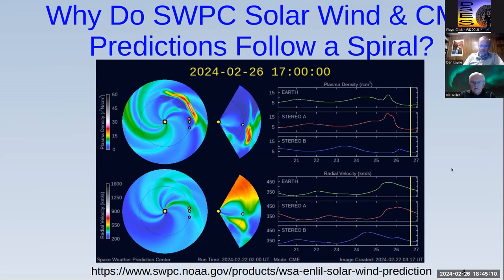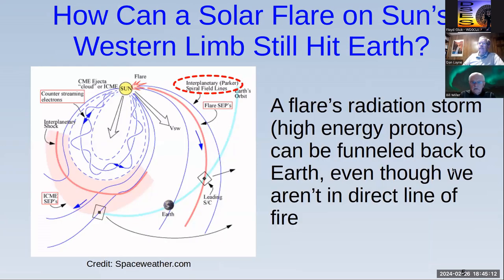And a related question is, how can a solar flare on the sun's western limb still hit the Earth? Basically the idea is a flare is a radiation storm, and the storm consists of these high energy protons. How can it be funneled back to the Earth even though we aren't in the direct line of fire? And I circled in red here kind of a clue. It's these interplanetary spiral field lines. They're also called the Parker spiral. And so that's what we'll be looking at here, how this happens.